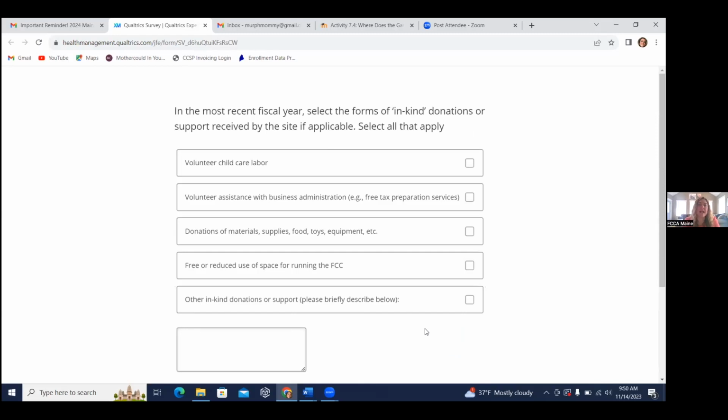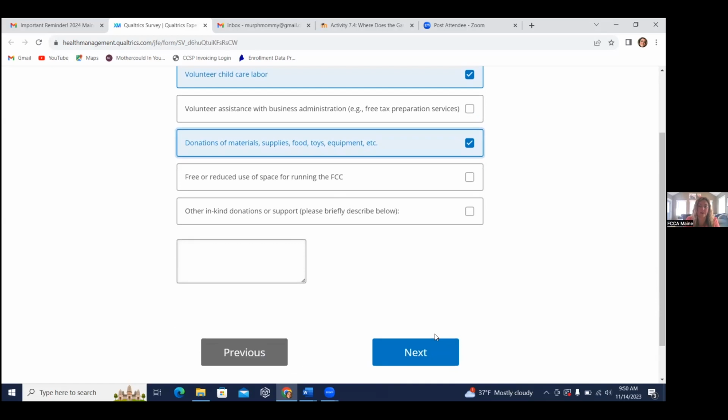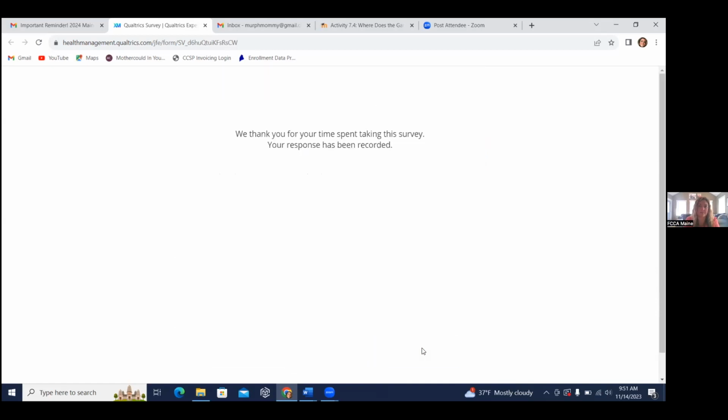All right, in-kind donations. So if we received any in-kind donations this year, whether it be volunteer childcare labor, volunteer assistance with business administration, donations of materials, other in-kind donations. So we're gonna say that maybe a parent comes in. They have a program where we have a parent come in 1 hour a month or something, and we're gonna do donations of materials or toys or all that kind of stuff. And we are done. That's it.